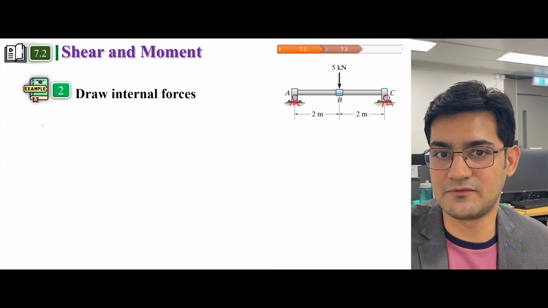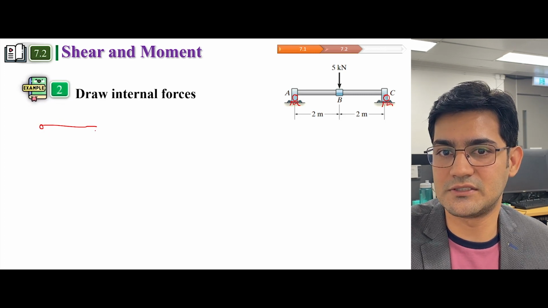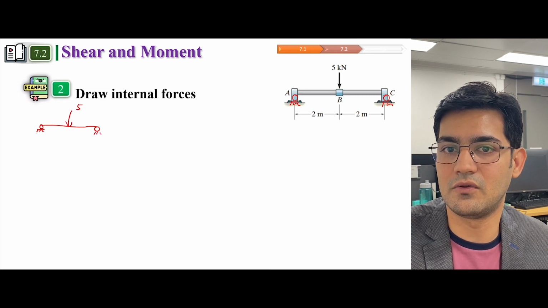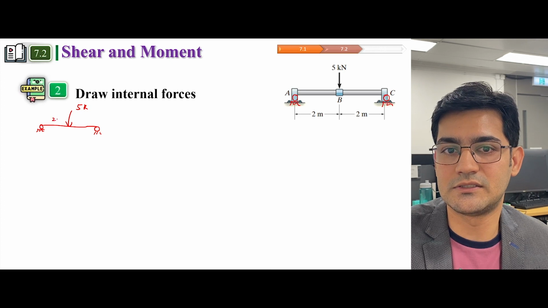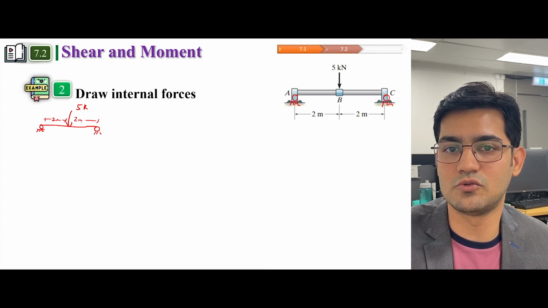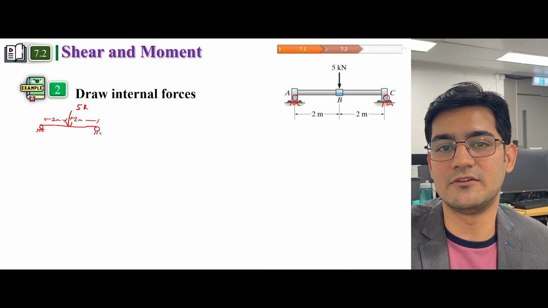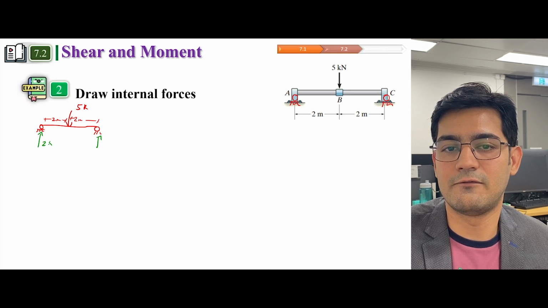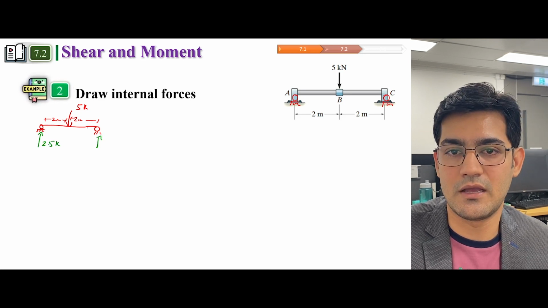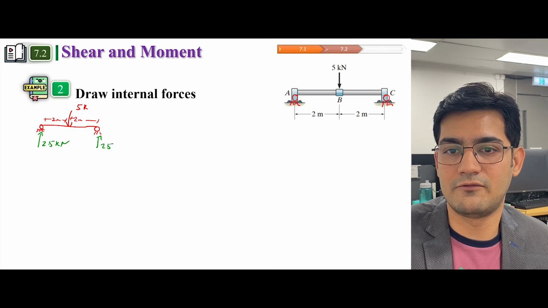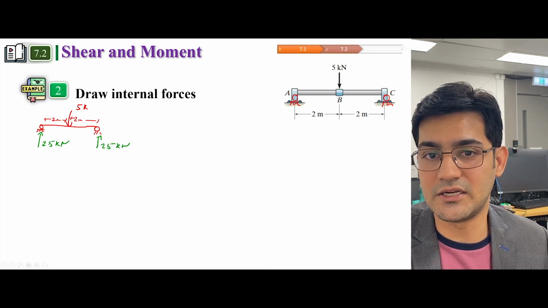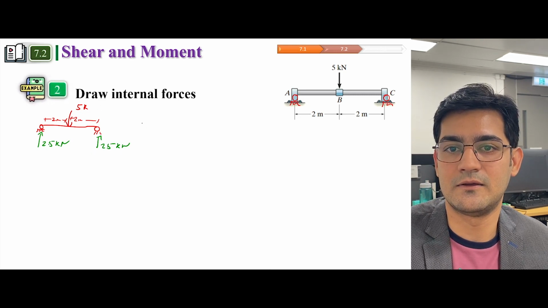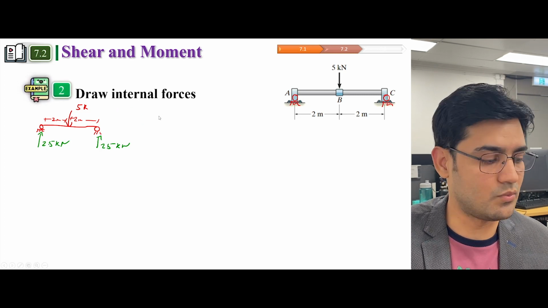always calculate the reaction forces. Now these reaction forces are actually simple in this case, because you have a 5 kilonewton load and the distance is 2 meter, and here also the distance is 2 meter. So if you calculate the vertical forces, it's going to come out to be 2.5 kilonewton and 2.5 kilonewton. So these are the reactions which we calculated from the equilibrium equations.